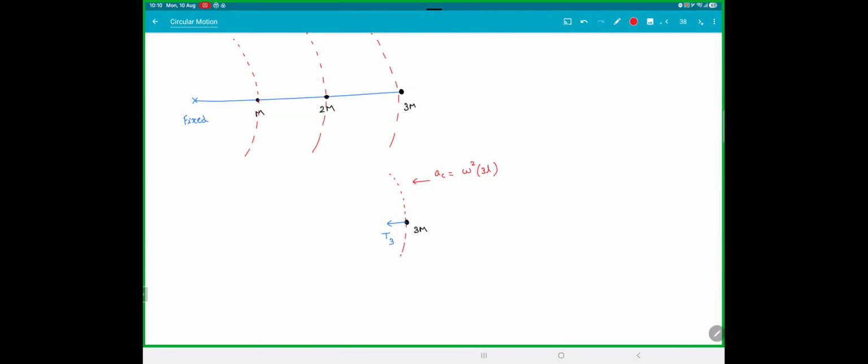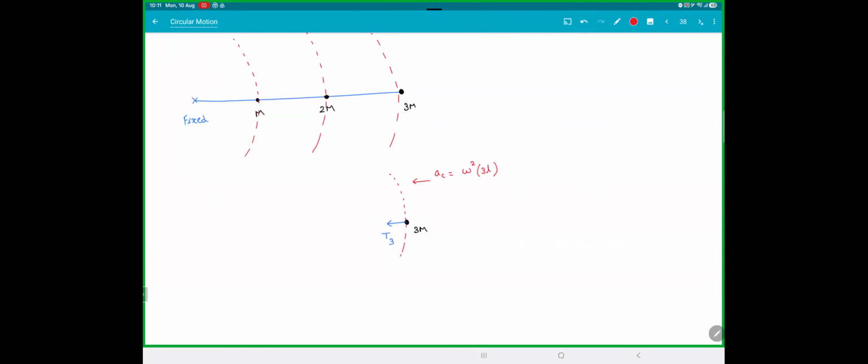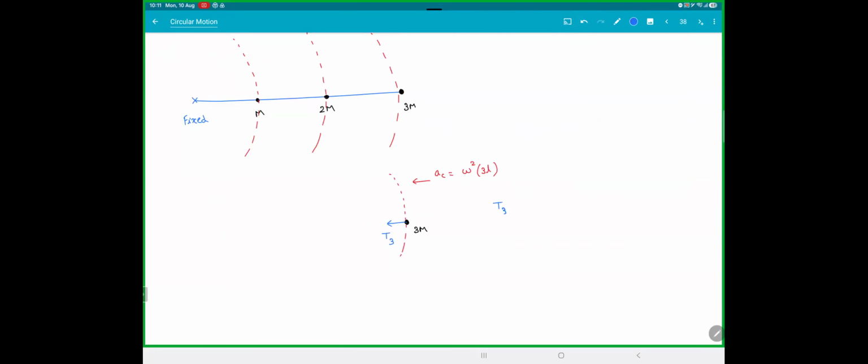Remember, don't use u square by r here because omega is the same for everyone. Speed is different. Everyone is going with different speeds. This is going with L omega. This is going 2L omega. This is going 3L omega. The farther the particle, the faster it goes. So omega is the preferable choice. Omega square into 3L, that's your radius. So what is the tension? T3 will be 3 times mass into acceleration. That would be 9m omega square L. Next thing, draw the FBD of 2m.